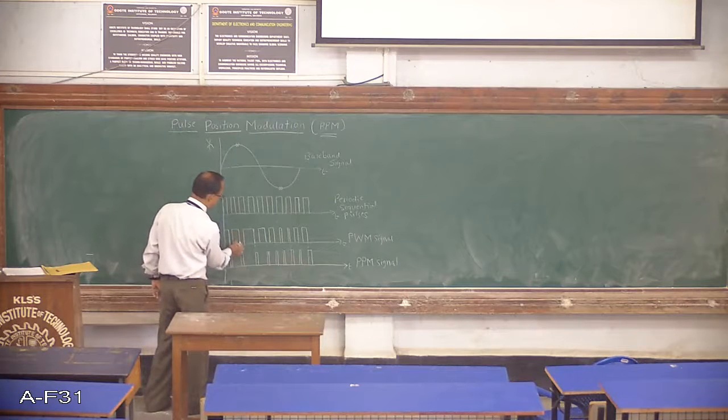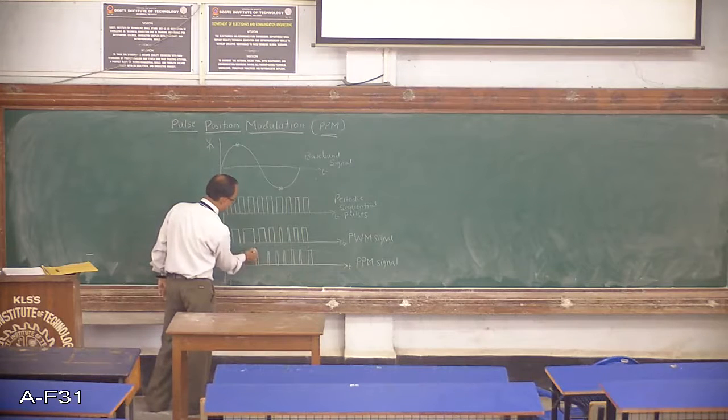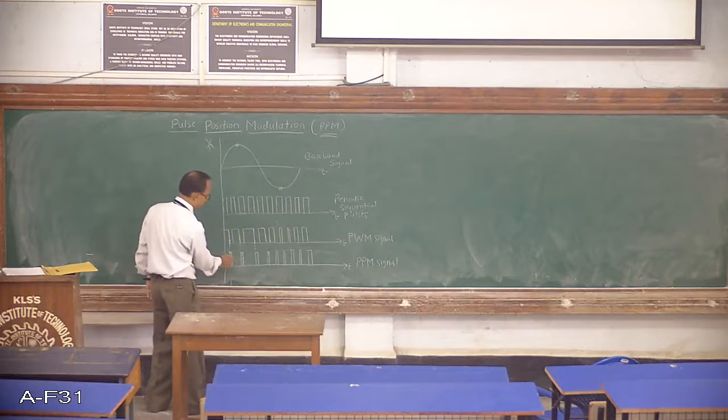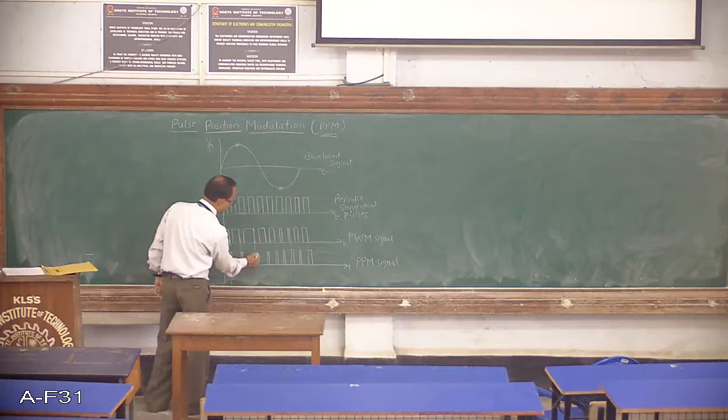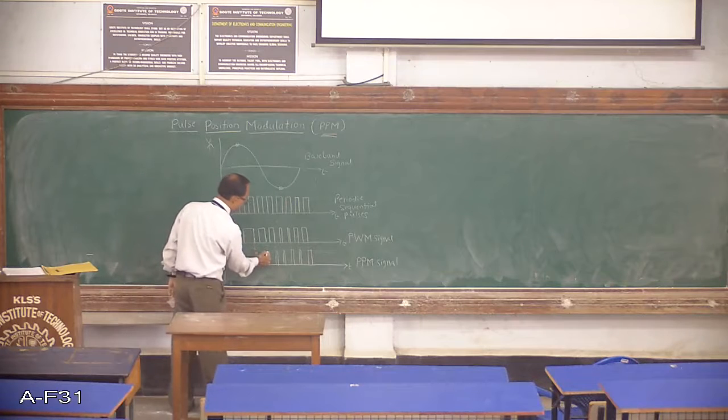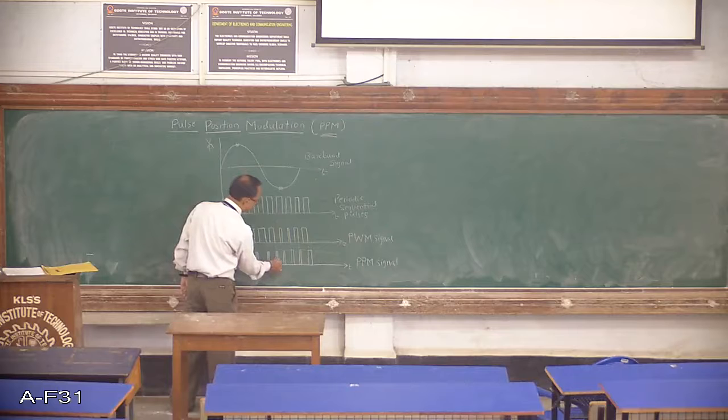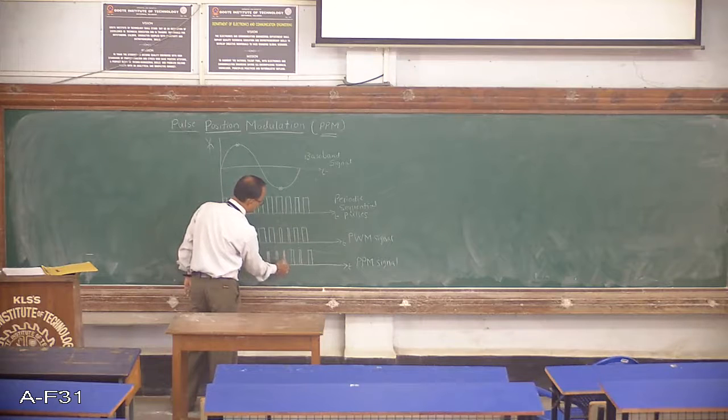This trailing edge of this PWM signal produces another pulse of constant height and constant width, which will be the same as the previous pulse. Again, this produces one more pulse aligned with this trailing edge. So this way it goes on producing pulses of constant pulse width and constant height.